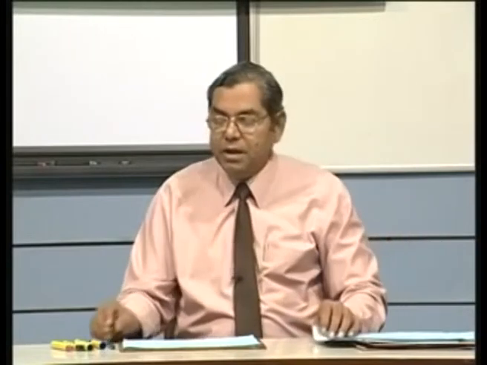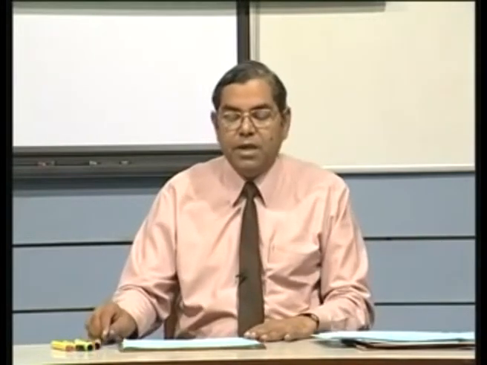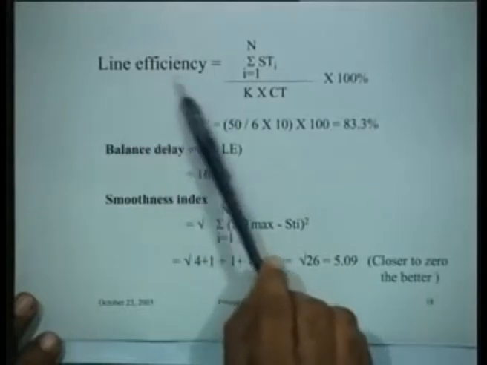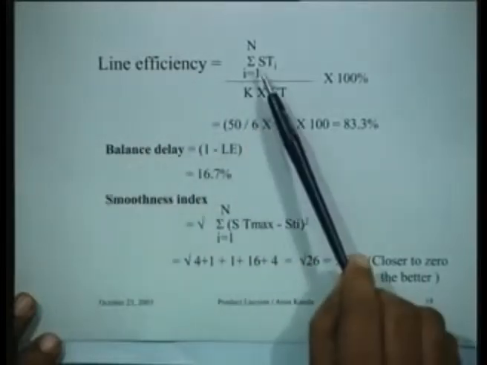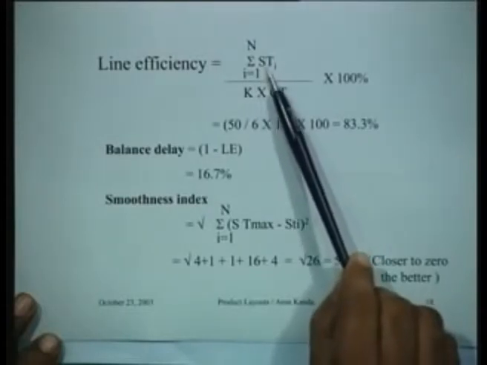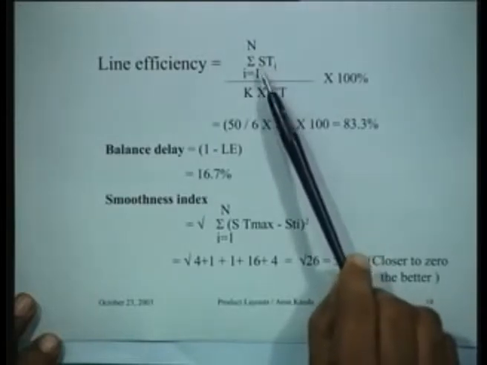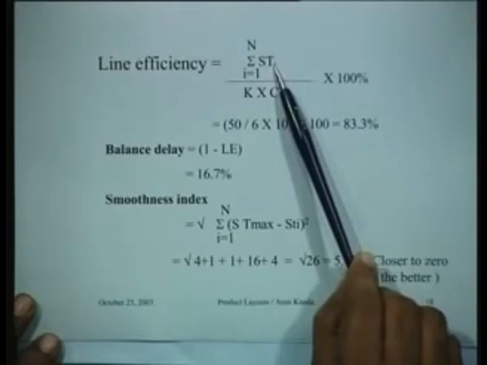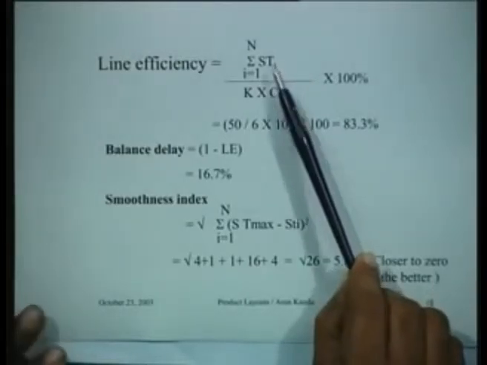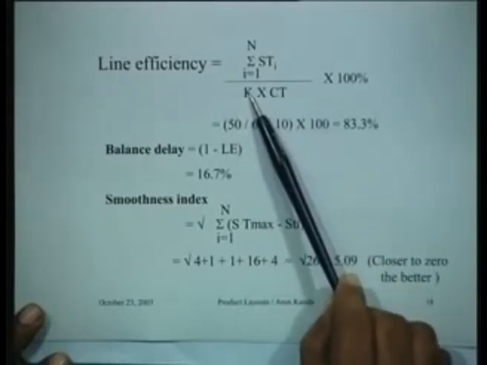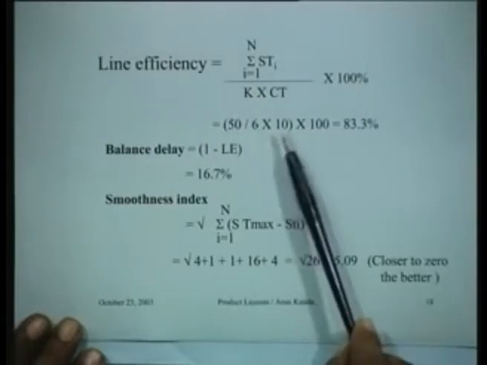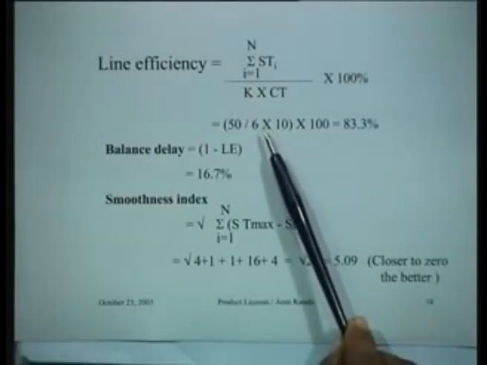So for this particular example that we just worked out, we can calculate something called the line efficiency. What is the efficiency of this line? This is nothing but the summation of all the station times, and the summation of the station times will be nothing but the total time for all the jobs. So you have 50 divided by k. K is the number of workstations. The number of workstations that we have got is 6, into the cycle time of the line, which is 10.